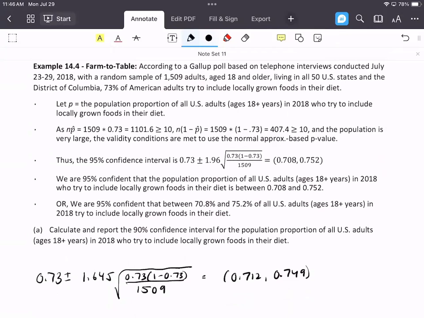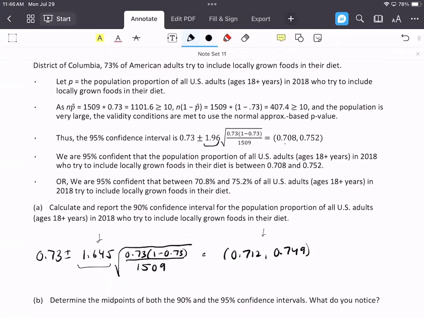And there it is. We're going to take that. It's the exact same calculation. The only thing that you should change is that coefficient here, that Z star. As we're multiplying by a smaller number, we would expect this interval to be narrower, and it certainly looks narrower. Instead of going to 0.708, this only goes to 0.712.